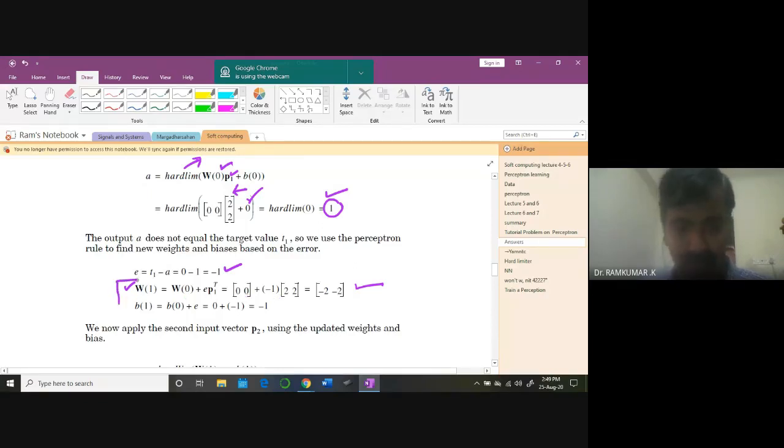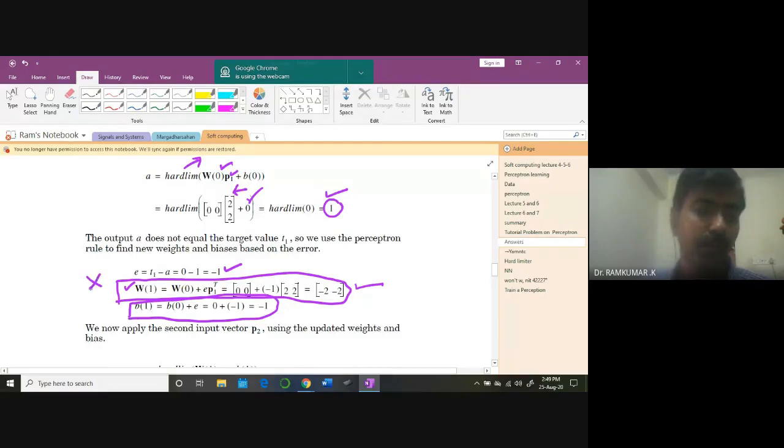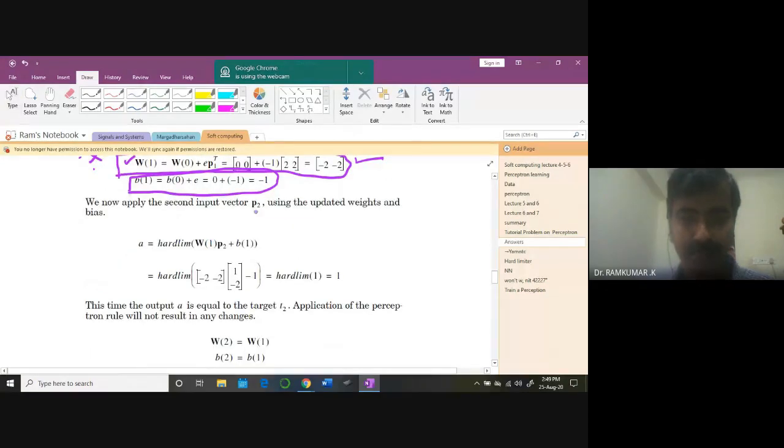One equation. And update the bias also. Okay, these two equations are simple. Once you know how to do this, then again you can take the updated weight and apply the second pattern.